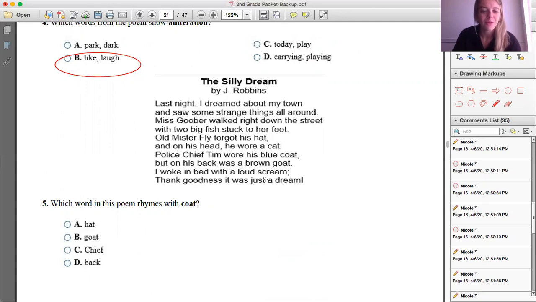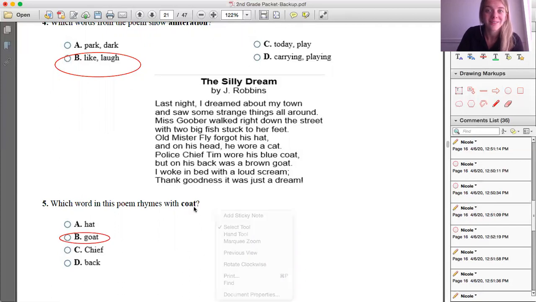Which word rhymes with coat? Hat, goat, chief, back. Your answer should have been goat. Coat, goat. A rhyme.